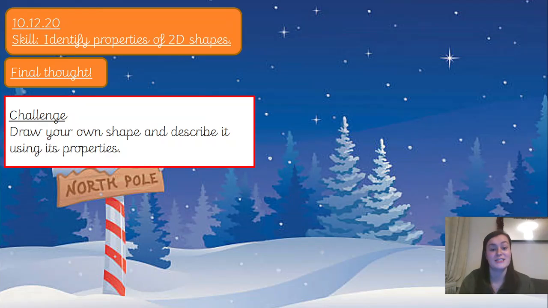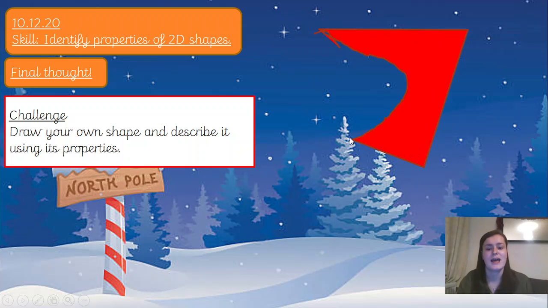Okay, finally, your challenge for today is to draw your own shape and describe it using its properties. So, I had a go at drawing my own shape. Haven't got a name for it, I'm not sure what it is, but I would describe it saying it's got 1, 2, 3 straight sides and 1 curved side, so that's 4 sides in total. It's got 1, 2, 3, 4 corners and 1, 2, 3, 4 angles. And I would say it's got no lines of symmetry.